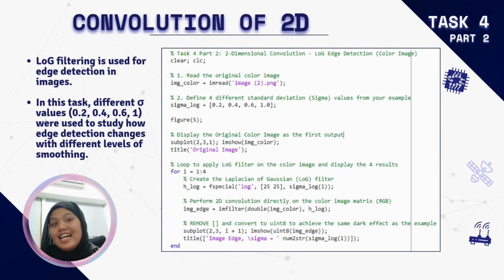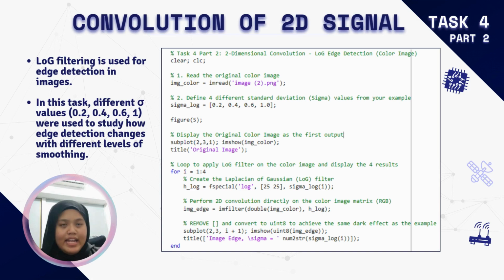Now I will explain task 4 part 2, which is edge detection using the Laplacian of Gaussian, or LoG, filter. Unlike the Gaussian filter in part 1, which is used to blur the image, the LoG filter is used to detect edges or boundaries of objects in the image. The LoG filter first smooths the image using a Gaussian filter to reduce noise, and then applies the Laplacian operation to highlight areas where the image intensity changes rapidly. These areas represent the edges.